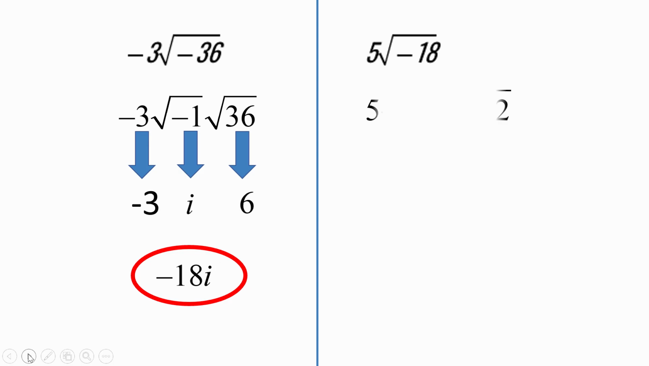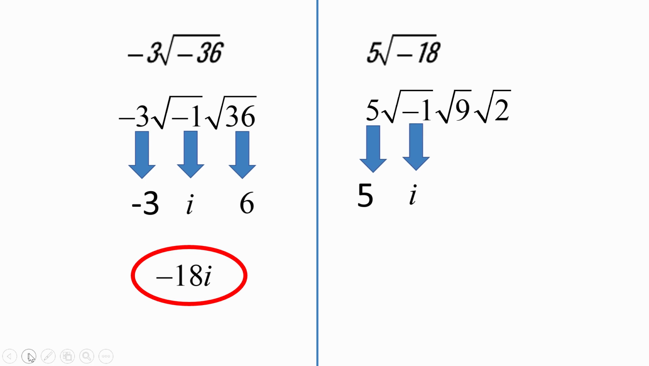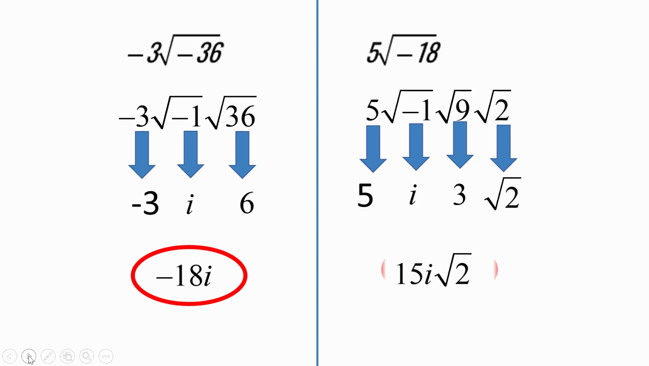I can break -18 down into -1, square root of 9, square root of 2. I'm going to bring down the 5. Square root of -1 is i. Square root of 9 is 3. And the square root of 2 is simply the square root of 2. I can multiply the two numbers out front together. 5 times 3 is 15. So I have 15i square root of 2.